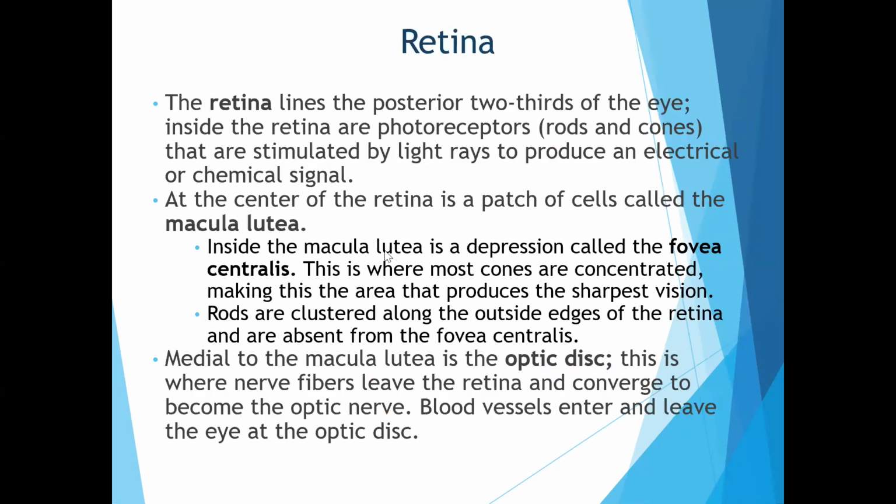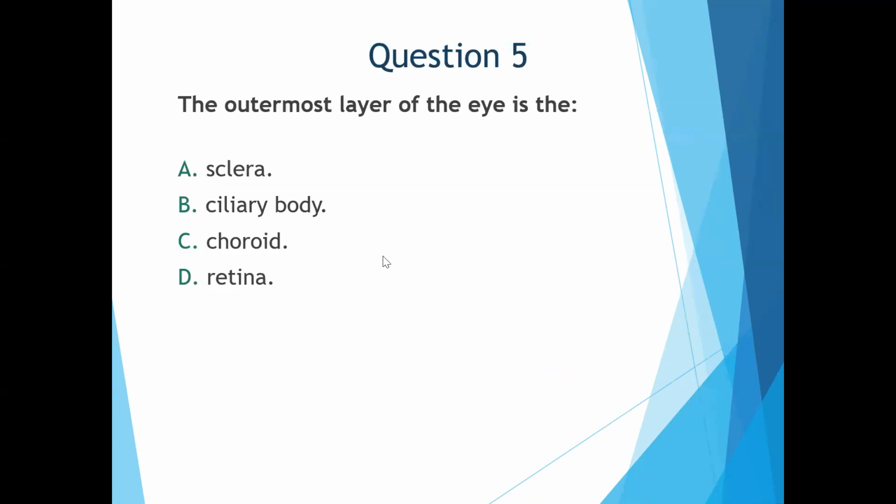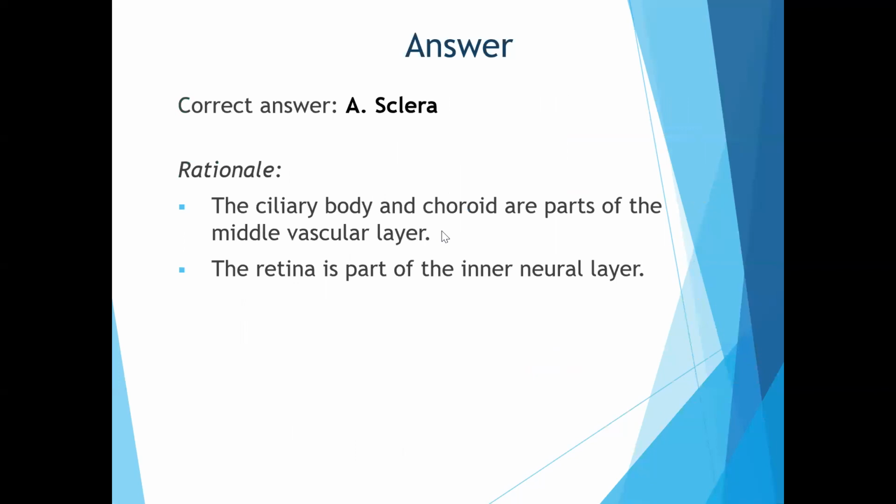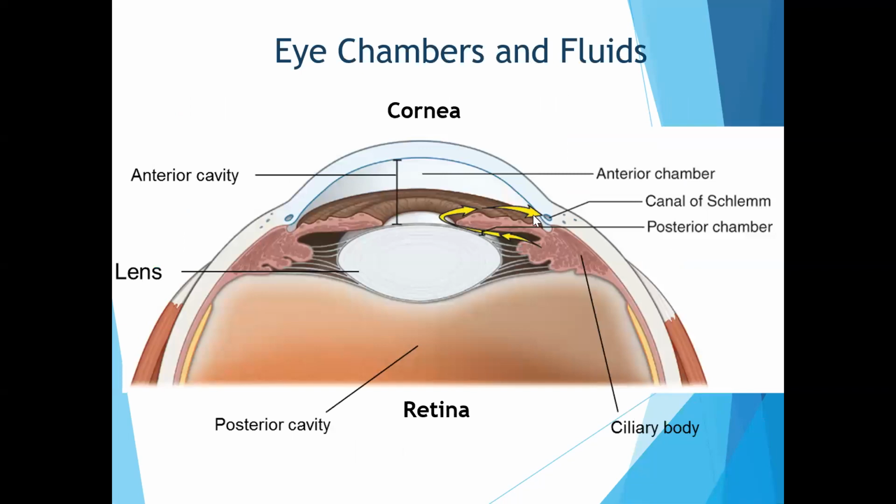So this is a bit of a description of what we just talked about. Okay, the outermost layer of the eye is, go ahead and look back if you need to, sclera. Remember, ciliary body and choroid are that middle vascular layer, and retina is even further in, the neural layer. We're looking superficial to deep here, not necessarily superior to inferior. So this is the surface, or looking straight ahead.